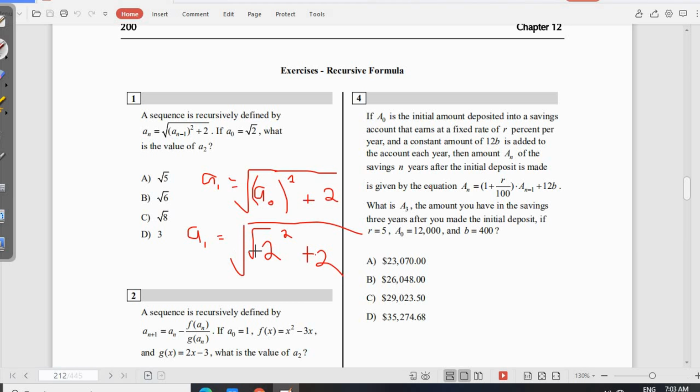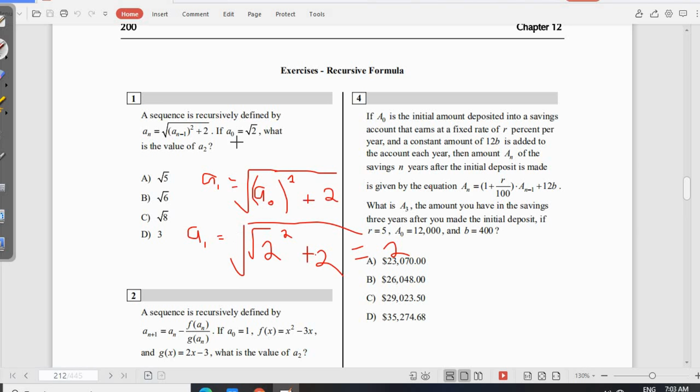So a1, let's do it. This is 2 squared, which is just 2. 2 plus 2 will give you 4. The square root of 4 is 2. So a1 is equal to 2. Okay, look at it: root 2 squared, the square and the square root cancel out, so we have 2 plus 2, which is 4. The square root of 4 equals 2.